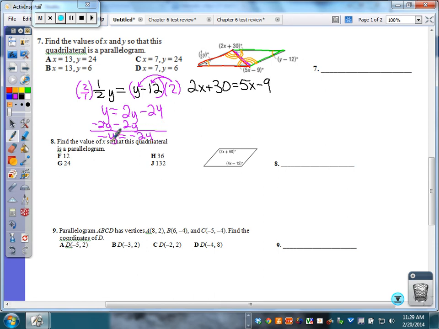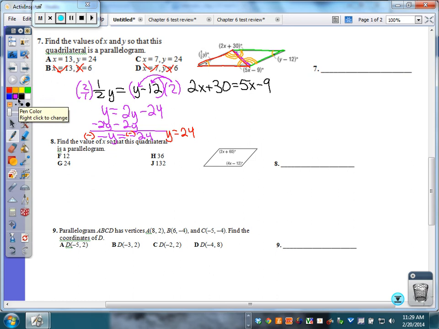But we need to get y by itself. So let's multiply both sides by a negative. So we get y equals 24. Okay? So from a test-taking strategy, if we get to this point right here, this eliminates these two answers. All right, so let's go ahead and work through the next problem.